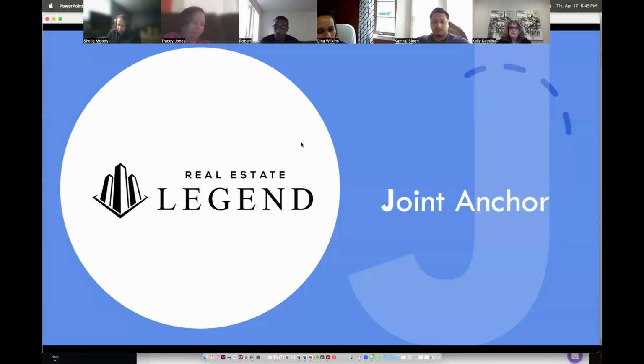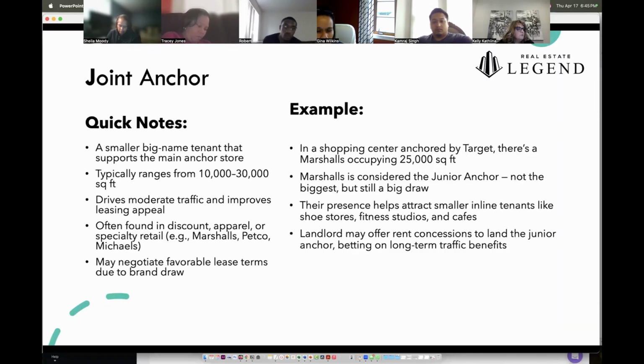Joint anchor. So it's not the anchor, it's not the Target or the Starbucks, but it's like another big name. So you may have a Target, but then you have a Marshalls or something like that. So it's maybe not the star of the show, but it's like the second star of the show. It's called a joint anchor. It's really nice to have a joint anchor. Obviously, you got a Plaza and you got a Chick-fil-A, and then maybe you have a Petco or something. It's just nice to have like a couple of nice brands there.